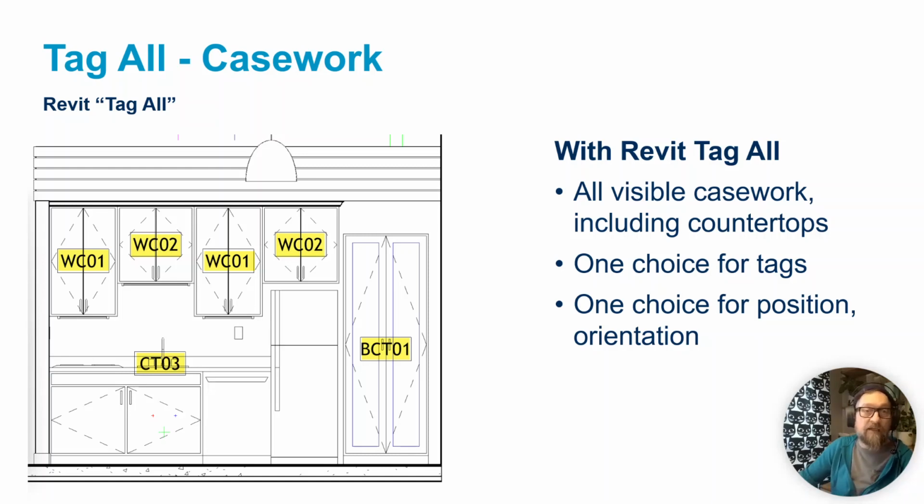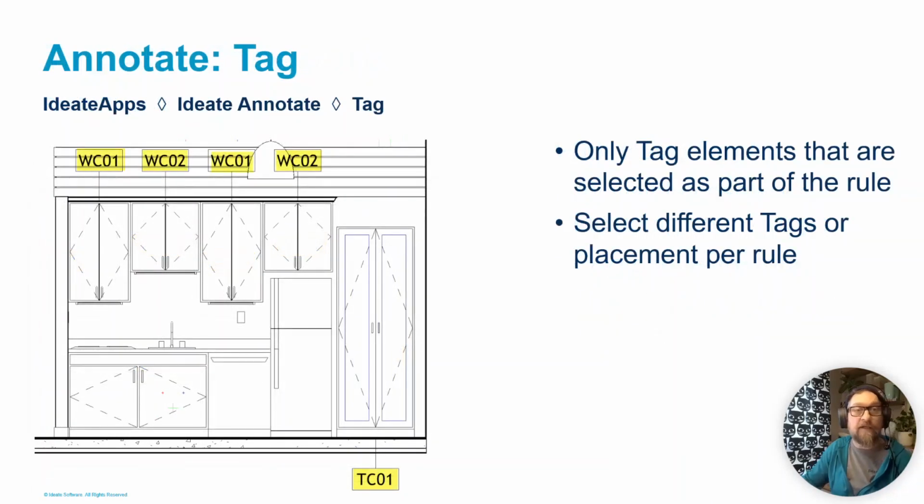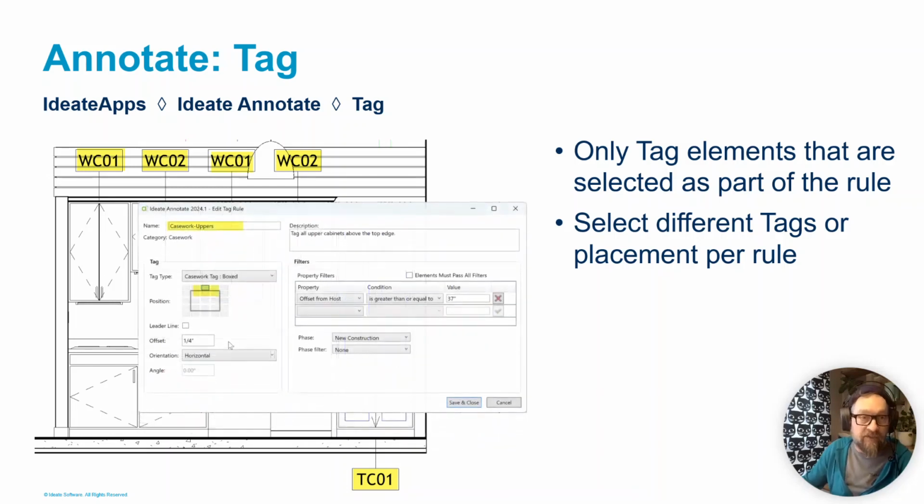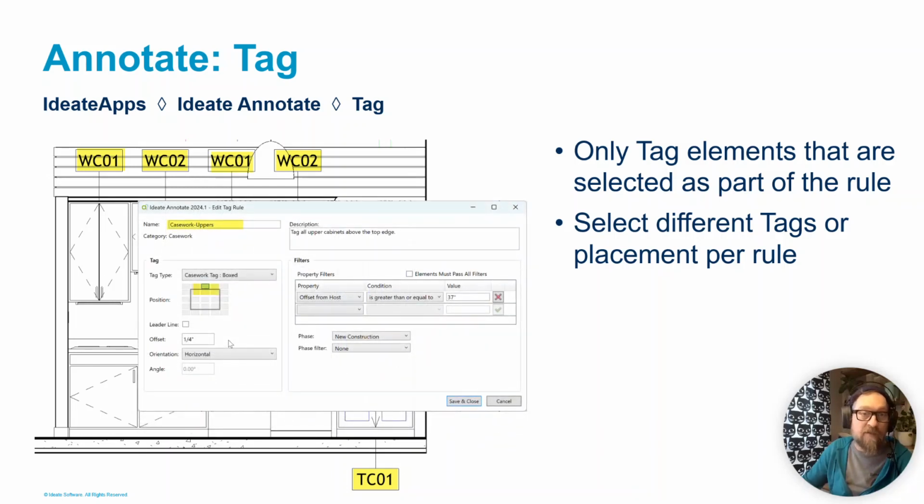So now let's take a look at tagging items in Elevation. Casework is a perfect example of this. So with Revit Tag All, of course, it's going to treat everything the same. You get your casework and your countertops, one choice for the position and one choice for the tag, etc. So we have a couple rules that we're going to look at in Annotate Tag for casework uppers, casework lowers to differentiate between the two. And you'll see how in the rule setup for that, you can do a number of things, taking advantage of properties and parameters that we're exposing for you.